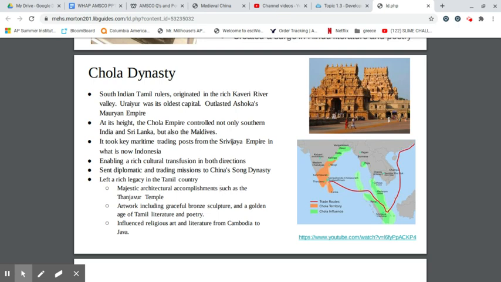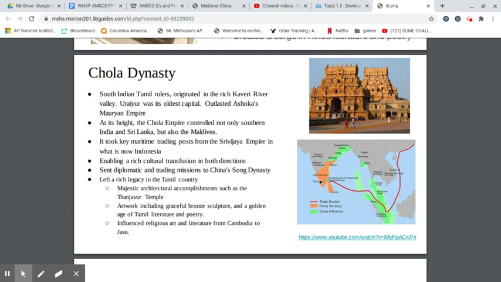The Chola dynasty took key maritime trading posts from the Srivijaya Empire in what's now Indonesia. This enabled a rich cultural transfusion in both directions. The Chola actually sent diplomats and trading missions all the way to China in the Song dynasty. They had all these awesome architectural accomplishments. They had artwork, and they influenced religious art and literature from Cambodia all the way to Java.